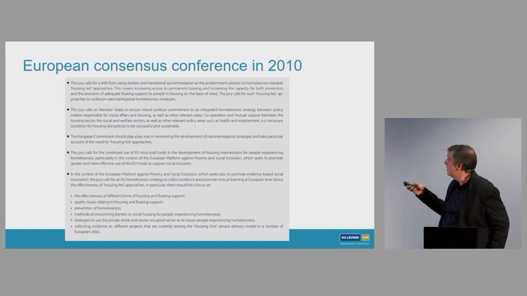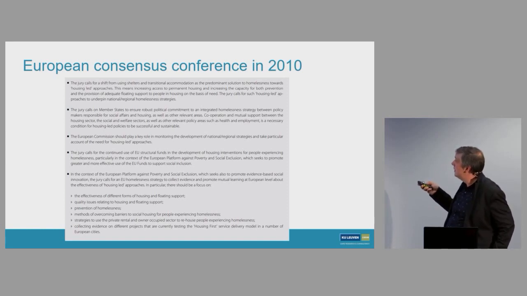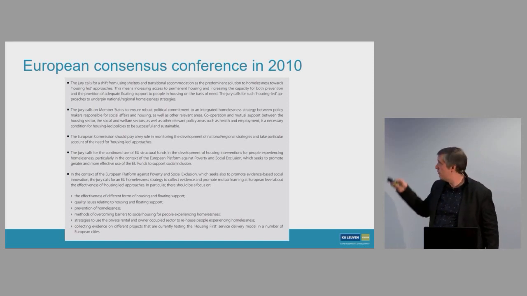And in that conference, it is stated that the jury calls for a shift from using shelters and transitional accommodation as the predominant solution to homelessness towards housing-led approaches. And this means increasing access to permanent housing, not temporary housing, and increasing the capacity for both prevention and the provision of adequate floating support to people in housing on the basis of need.